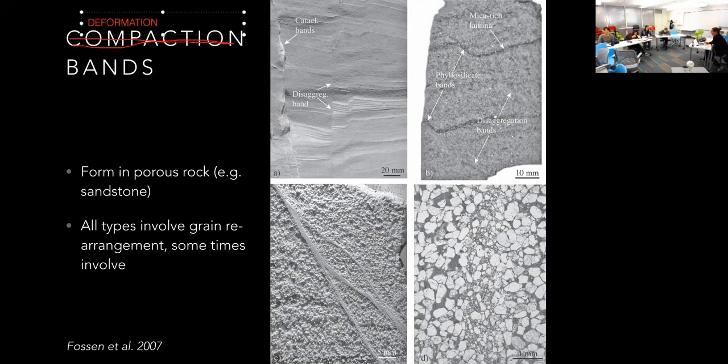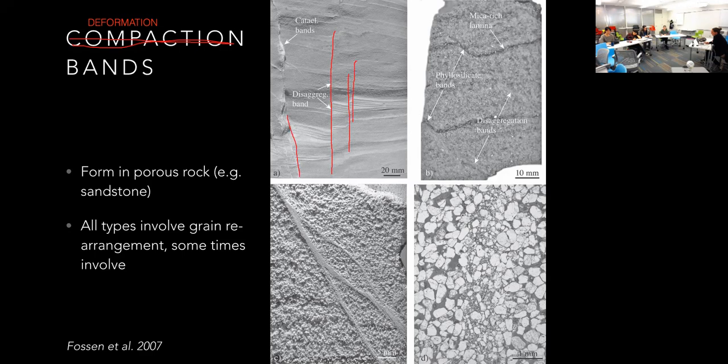Okay, so deformation bands form predominantly in porous rock. They involve the rearrangement of grains, and here they are in an outcrop scale view almost. This is 20 millimeters. They make these little tiny bands, and you can see that there's displacement along them because they're offsetting the sedimentary layers in the sandstone. They're best known from sandstones. They basically form in porous rock.